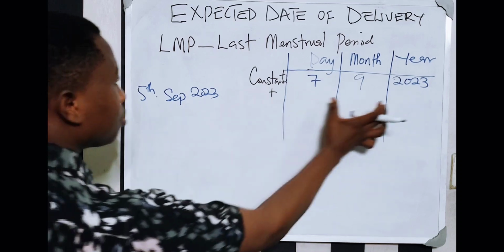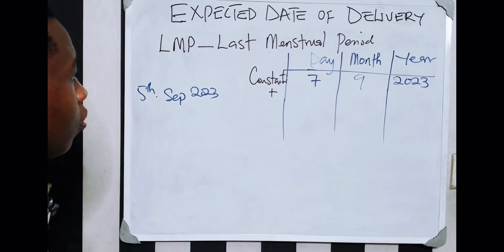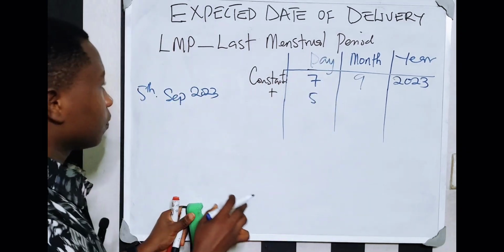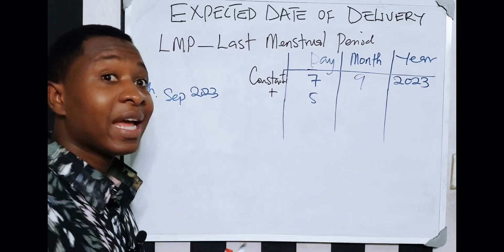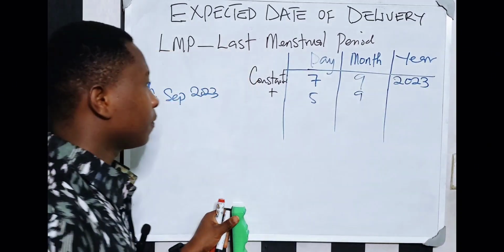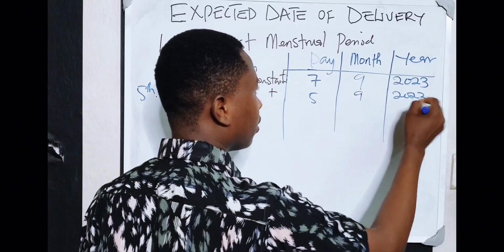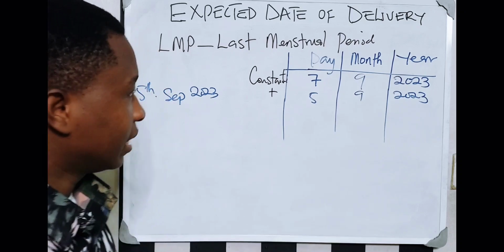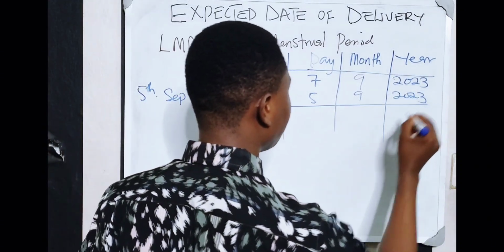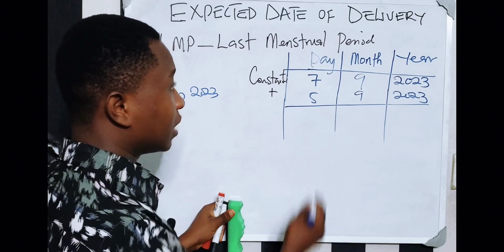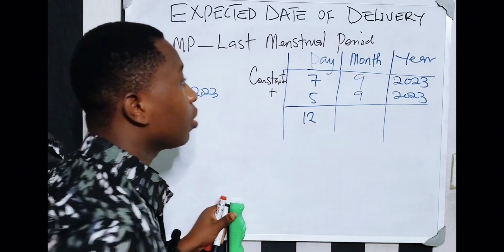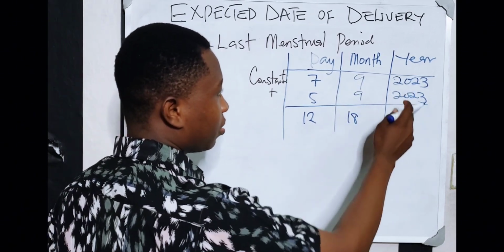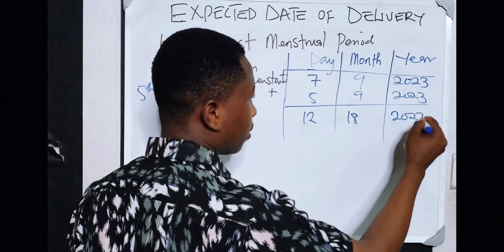Okay, now fixing this into our column, our constant, we have 5th under the day column. September is, I think, the 9th month, so we will have 9 here. Then we bring down our year 2023. Now, having done that, we do our addition. So when we add, what are we going to get? 5 plus 7, or 7 plus 5, is 12. Okay, now 9 plus 9 is 18, and 23. We're just going to bring down our year 2023.